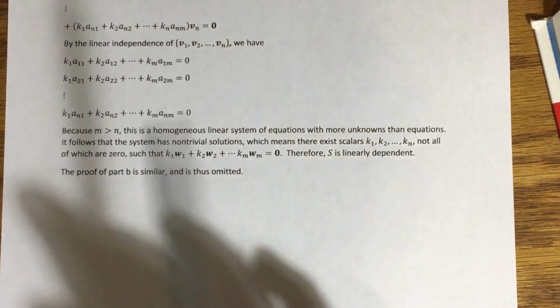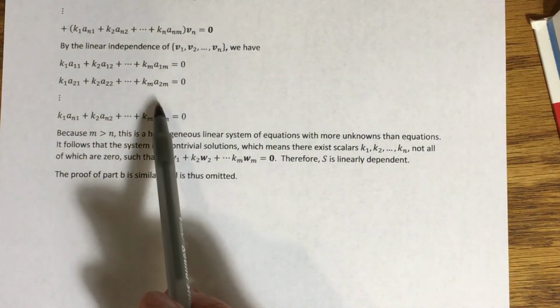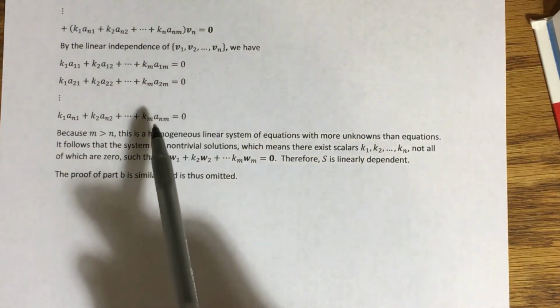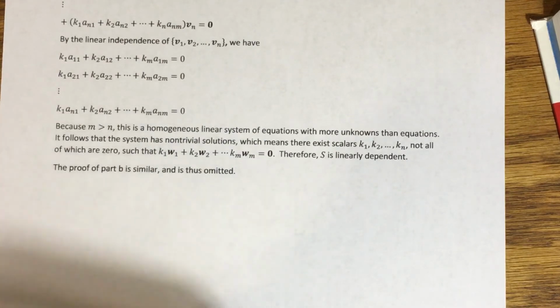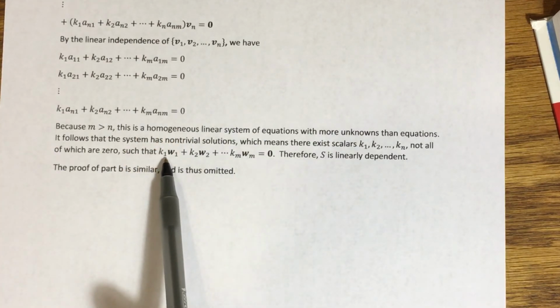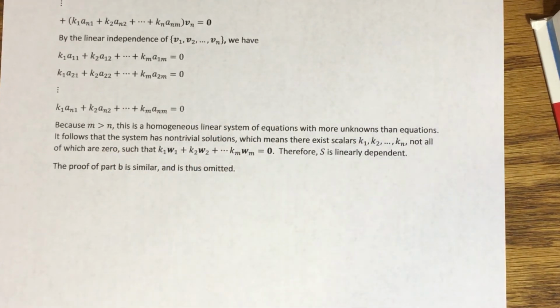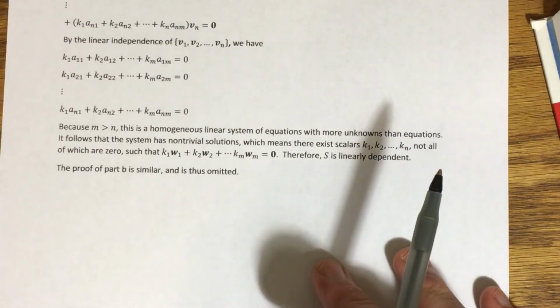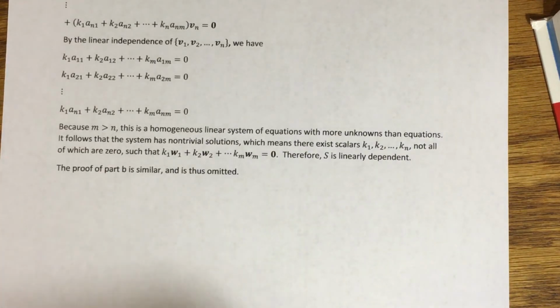So that means if m is greater than n, then I have more unknowns than equations in this homogeneous linear system. And as we've seen before, that implies that this has infinitely many solutions. In particular, it will have non-trivial solutions, which means there are non-trivial solutions for this linear combination, which means that our set of w's is linearly dependent. That finishes that part of the proof. Okay. The proof of part B, like I say right here, is similar. We omit that part. It's not worth going through all of that again.